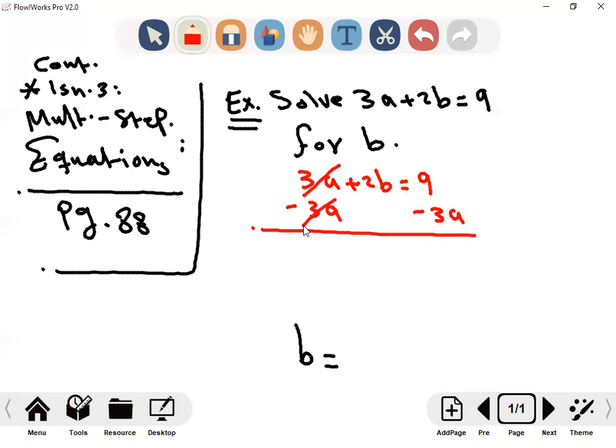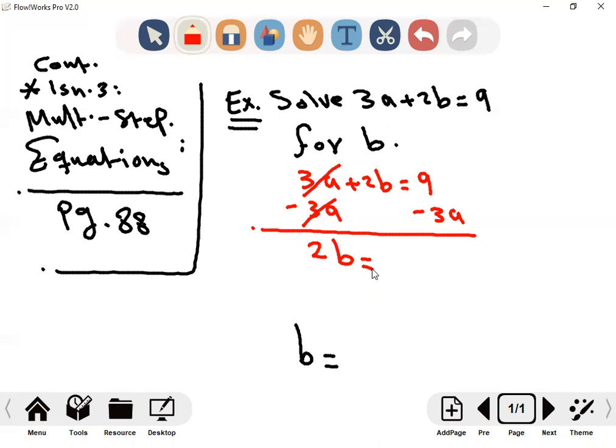Now 3a with negative 3a are 0. It's still what here in this side? 2b. 2b equals 9 minus 3a. Don't say 6a, because 9 and 3a are unlike terms. The unlike terms, we cannot add them, we cannot subtract them. Got it? We can multiply and divide.